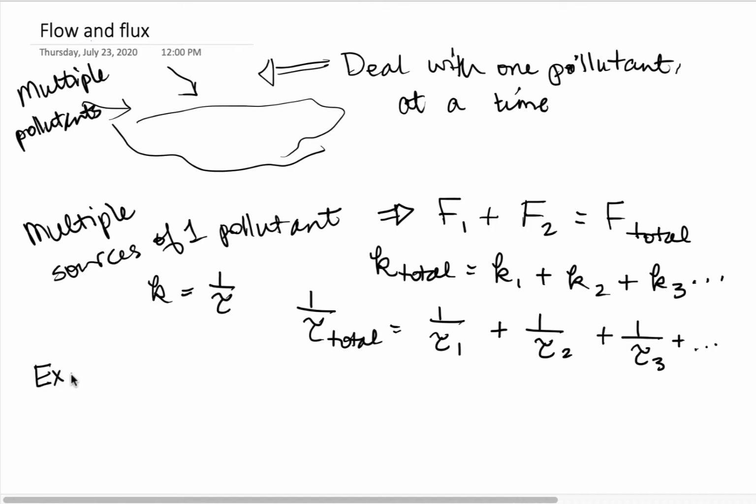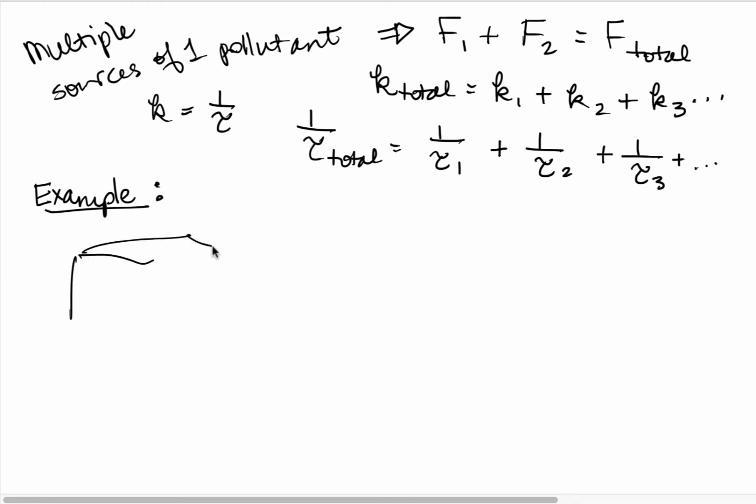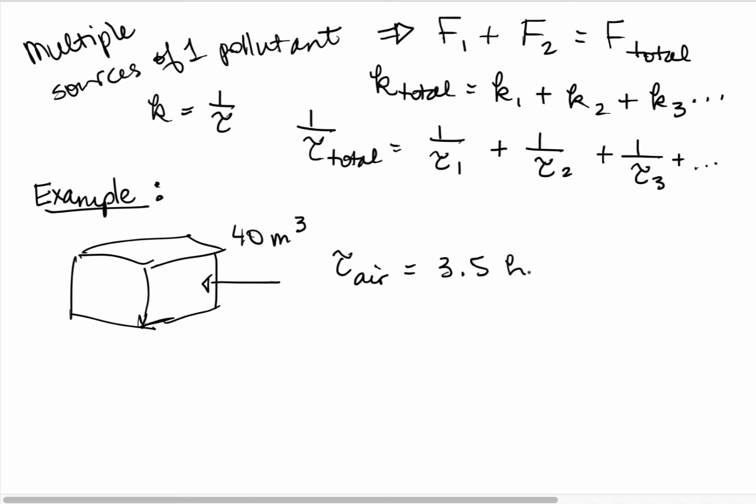So let's look at a slightly more complicated example. In this example, we have a room, maybe a garage, and we're going to assume it's not too big, so like 40 cubic meters, which is about the size of a one-car garage. And let's imagine that this particular garage has a residence time for air of 3.5 hours. So it's leaky. Or I should say it's ventilated, right? It's a feature, not a bug.